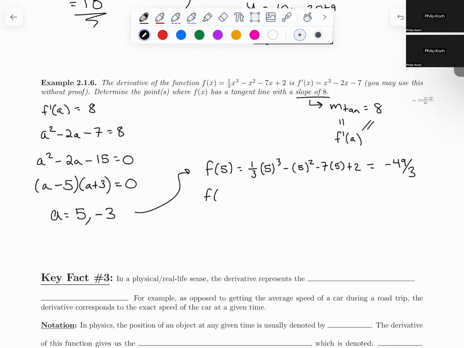And then f of negative 3 by a similar argument is going to be 1/3 times negative 27 minus 9 plus 21 plus 2, which is 5. So the points are then 5 comma negative 49 thirds and negative 3 comma 5.